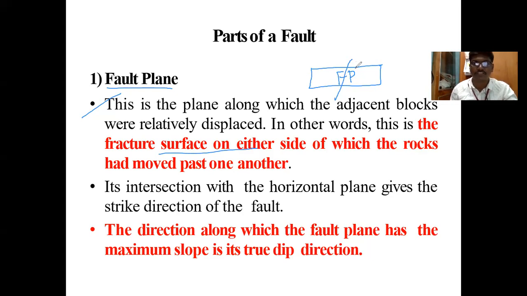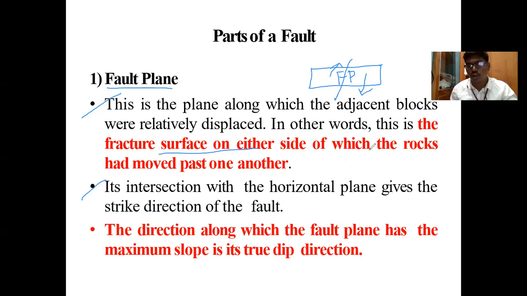It is just a fracture surface which separates the rock strata into two halves. In other words, it is a fracture surface on either side of which the rock has moved past one another. Since it is divided into two halves, one part on the left side may move upward and the right side may move downward. That movement upward and downward, or movement past one another, happens along the fault plane. And its intersection with the horizontal plane gives the strike direction.